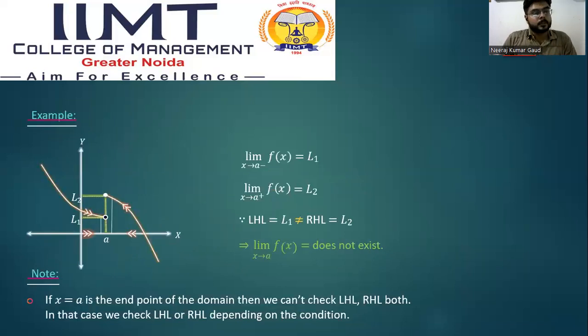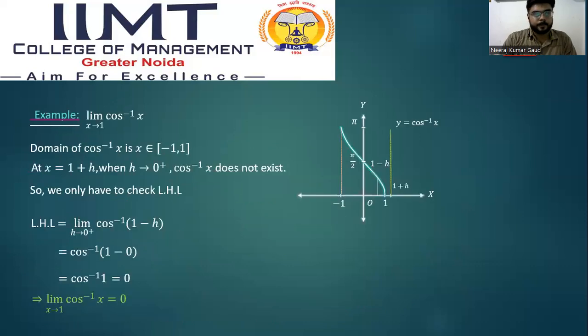Next example: from the graph, limit x tends to a negative f(x), the function is approaching L1. Similarly, limit x tends to a positive f(x), the function approaches L2, and L1 is not equal to L2, which implies limit x tends to a f(x) does not exist. Now note, if x equal to a is the endpoint of the domain, then we cannot check both LHL and RHL. In that case, we check LHL or RHL depending on the condition.